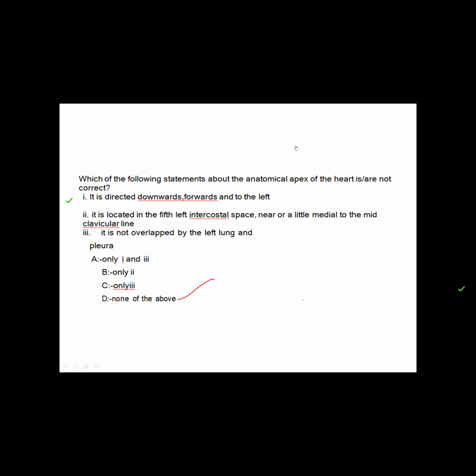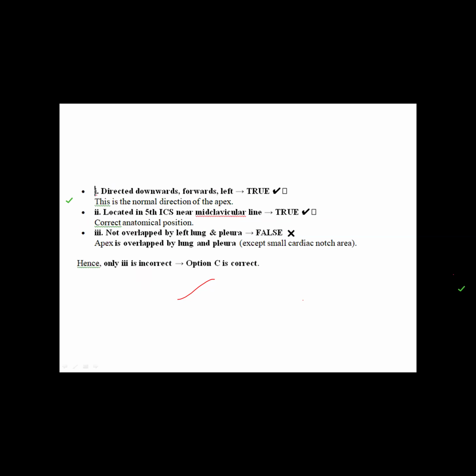Option A. Okay, option D. Directed downward, forward, left, that is correct. Located in the fifth intercostal space, that is also correct. Not overlapped by the left lung and pleura, that is false. Apex is overlapped by the lungs and pleura. So only the third statement is incorrect. So option C is correct.